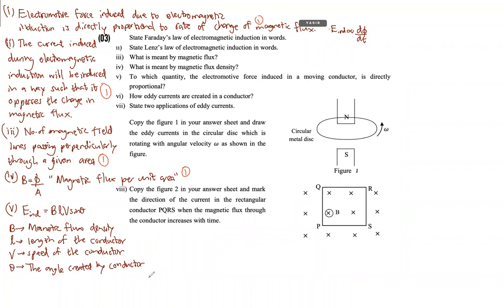The angle of what? Yeah, angle created by conductor with magnetic field. This is an MCQ, no? Past paper MCQ. So we can consider all these things. So let's go with half mark for each.